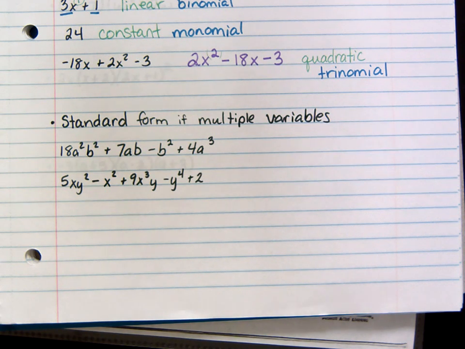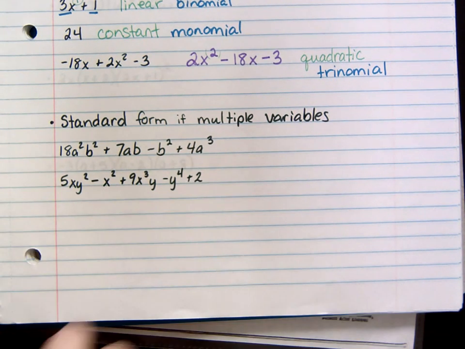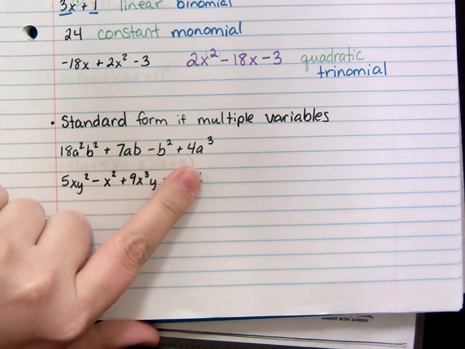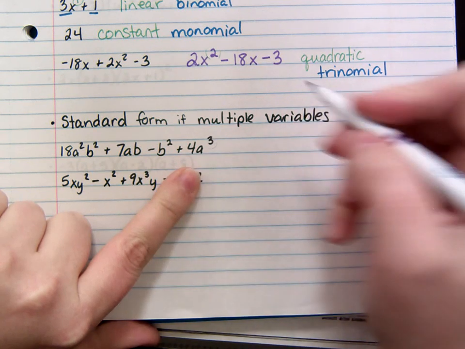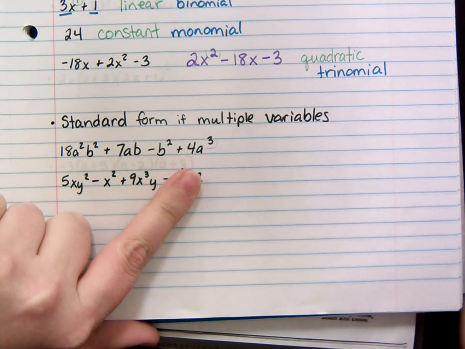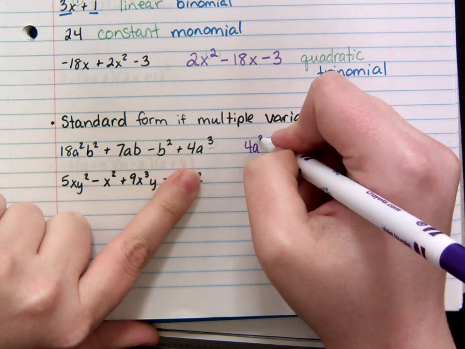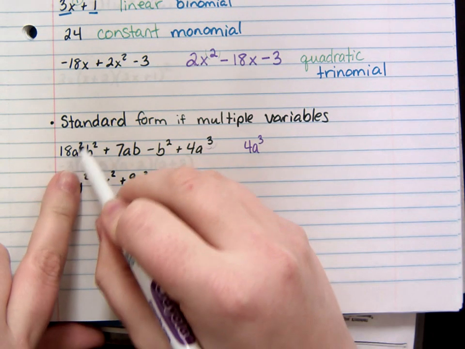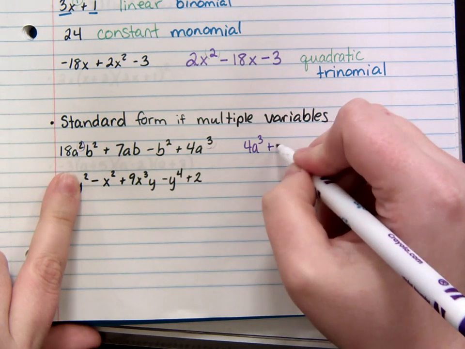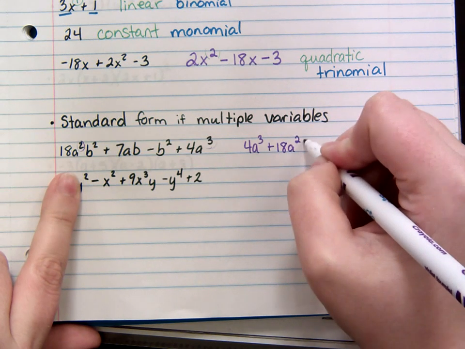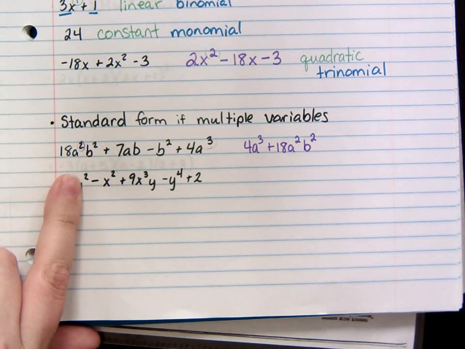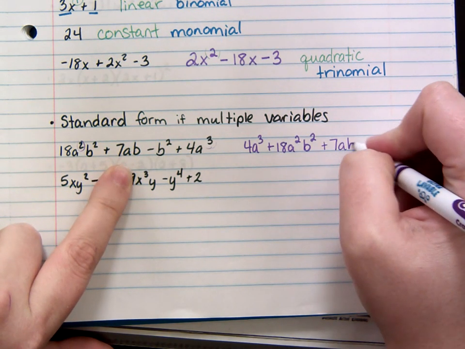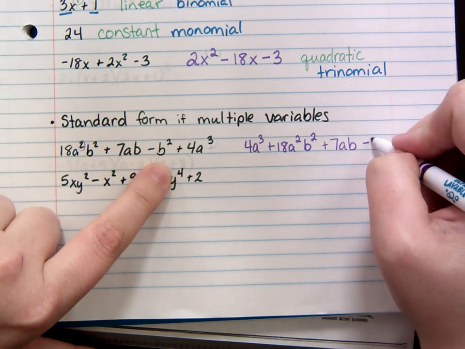So for instance, with this polynomial, a comes first in the alphabet, so we're going to go in descending order of the exponents for the a's, which means I start with this one because that's the biggest exponent for the a's. So 4a cubed is our first one. Now the next biggest exponent for the a's is here. So plus 18a squared b squared. The next biggest exponent for a is here. So plus 7ab. And then only one term left. That's your b squared.